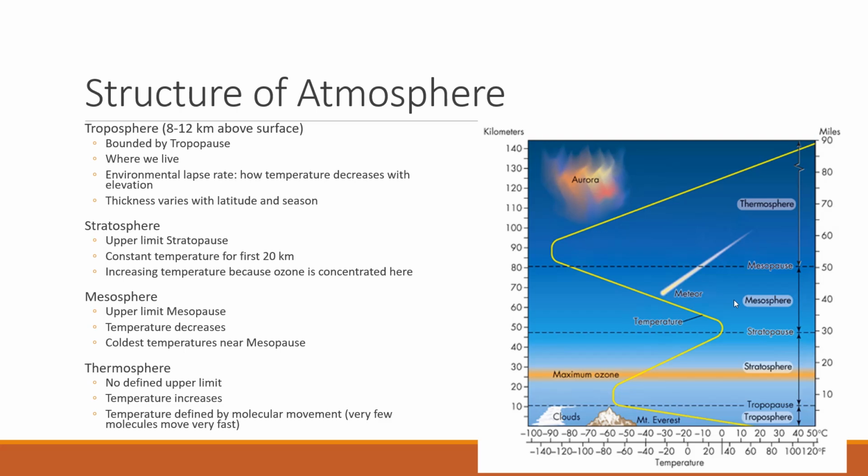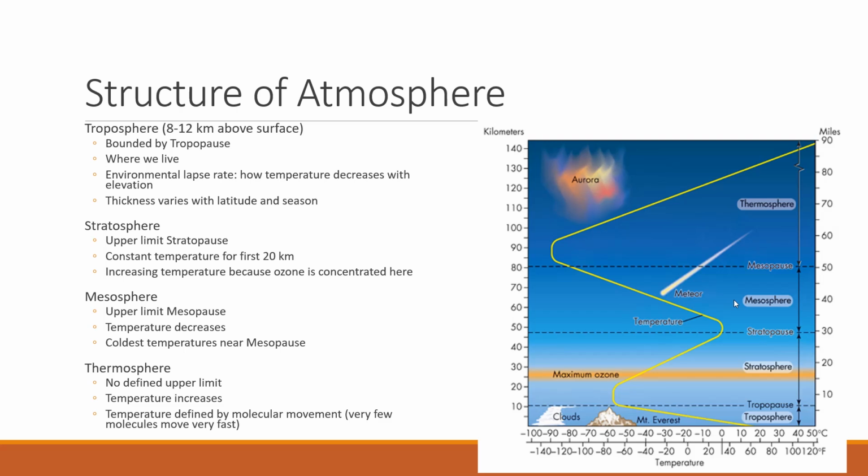The next layer up is going to be the mesosphere. Its upper limit is the mesopause. Here we will see the temperatures decreasing. The coldest temperatures will occur near the mesopause. And so again, this is decrease in pressure.